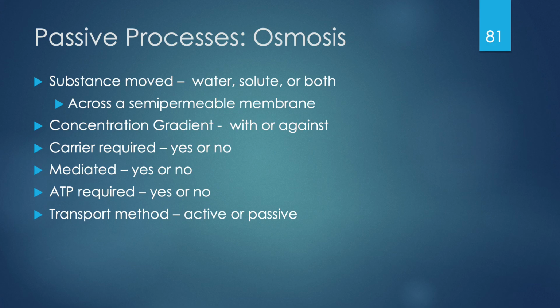And was ATP required? Well, again, this is just sugar and water. These are inert substances. There's no cells doing anything. There's no mitochondria generating ATP. So the answer is no. And then last question, what is the transport method? Is this active or passive? And this is a passive process. It happens on its own independently.